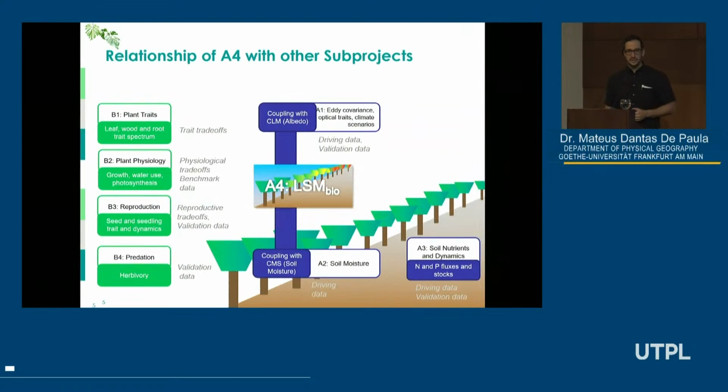We also interact with several of the other sub-projects. For example, we interact with A1, plant traits, and get from them the trade-offs and other data, as well as driver data from all of the other abiotic variables. So it's a very interesting position to be in because we get to interact with all of them and learn a huge amount of information about how these forests work.